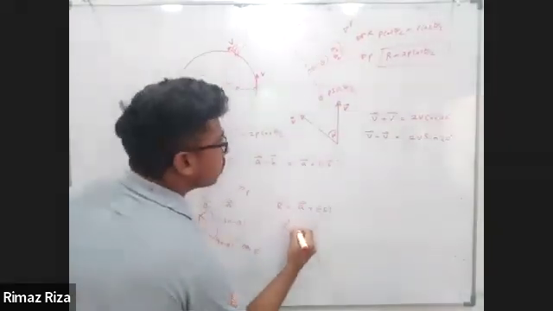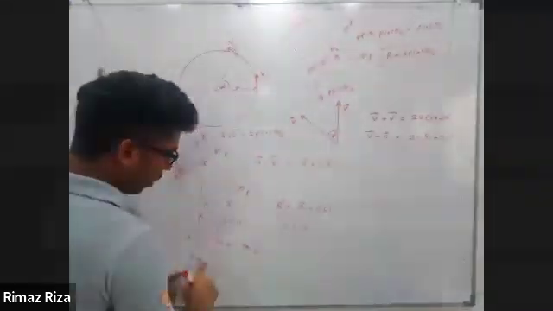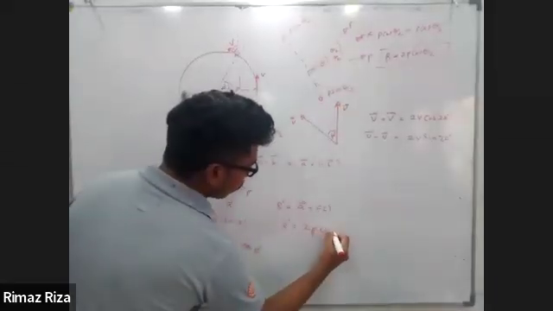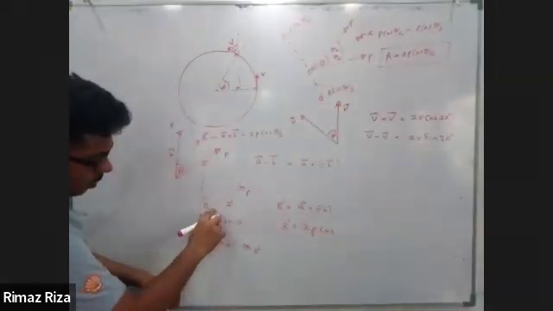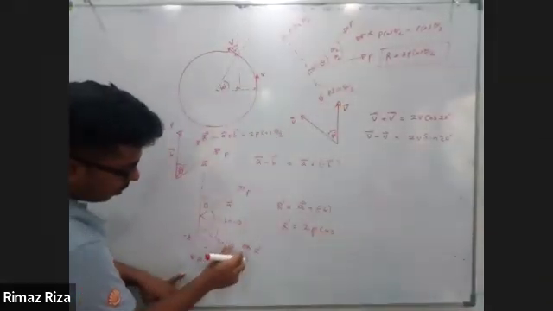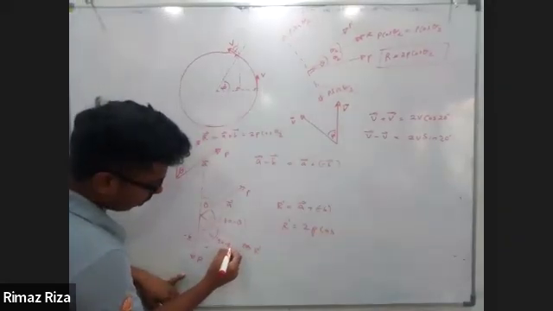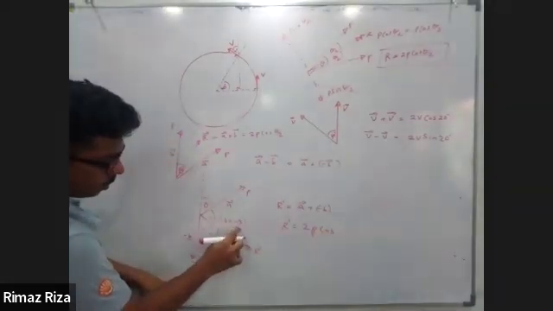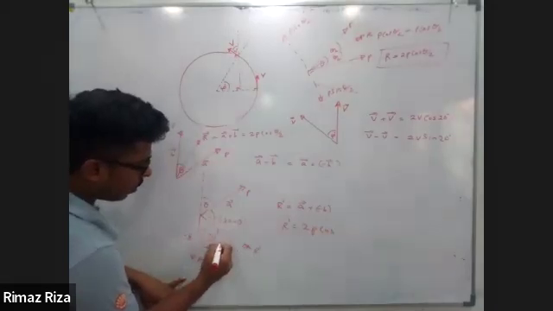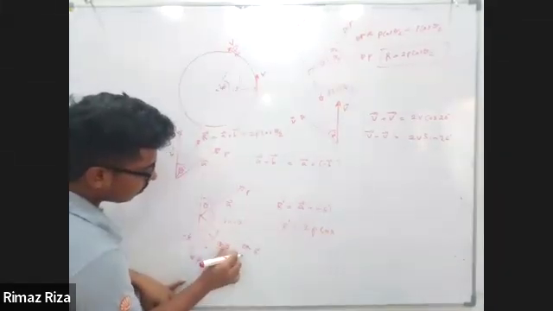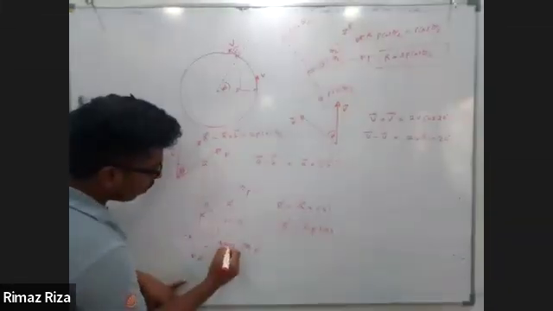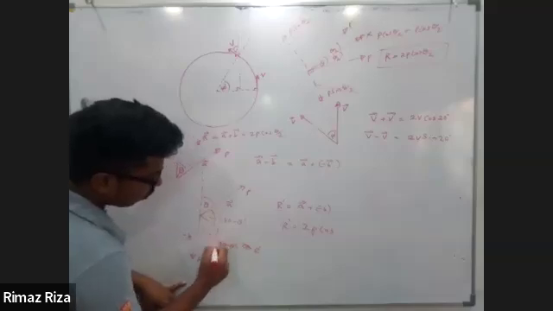So R dash is equal to 2 into the magnitude P into cos of half of the angle. What is half of 180 minus theta? Sorry, this is 180 minus theta. So I write 180 minus theta divided by 2.